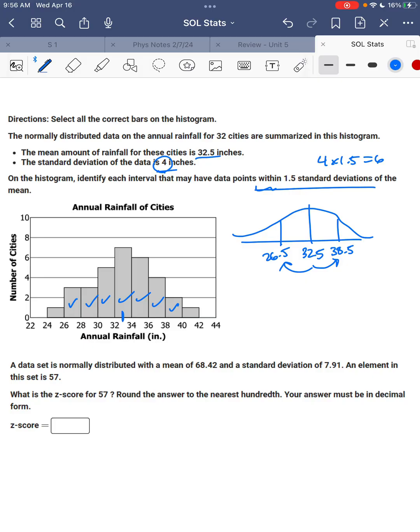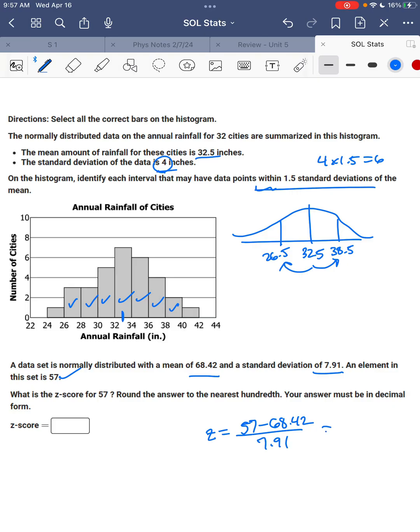All right, next thing, it says a data set's normally distributed. Here's your mean, here's your standard deviation. And this thing is at 57. There says a data value. They want to know the z-score for 57. All right, so here we go. So z equals, and there's going to be a formula sheet on the SOL. It has this z-score formula on it. So up in the little corner where you click on the different little apps, the z-score formula is on there, so you can just look at that. All right, x, so we got 57 minus the mean, 68.42, and then divided by 7.91.